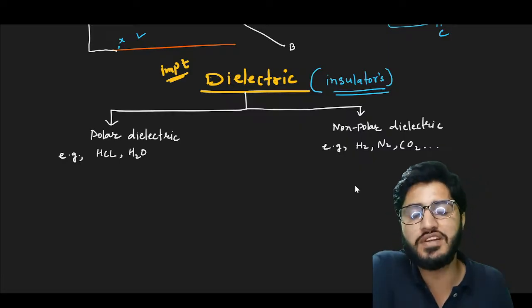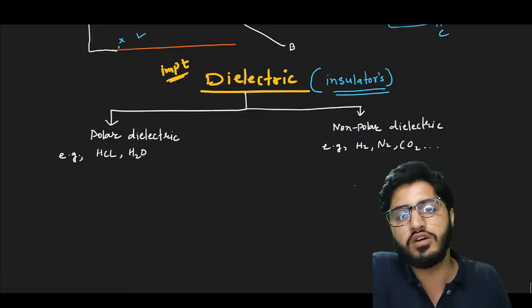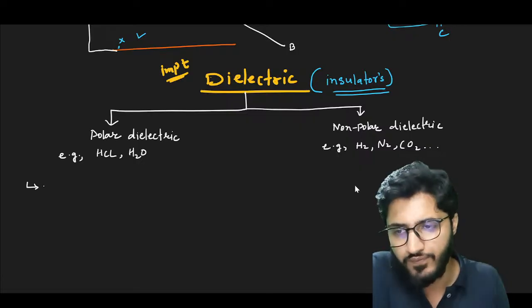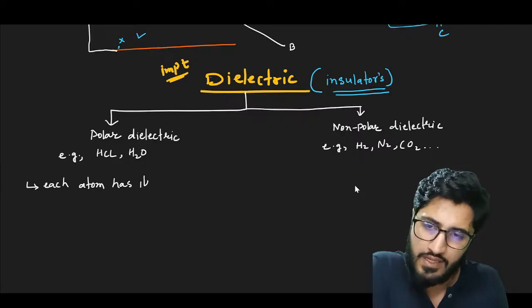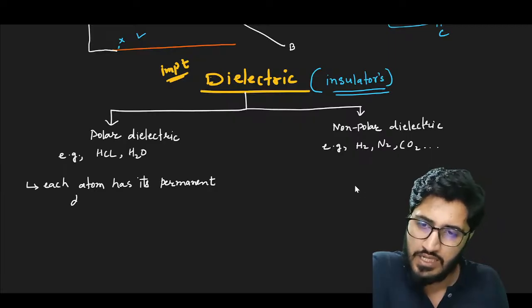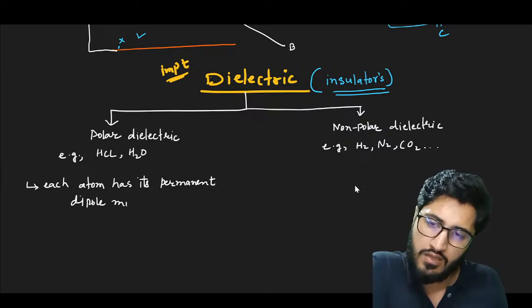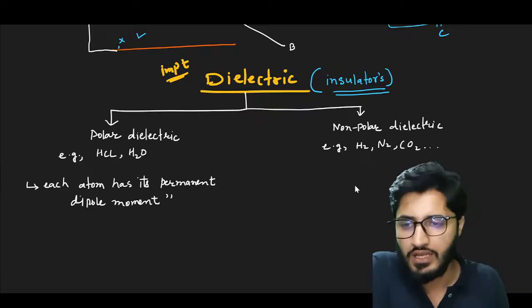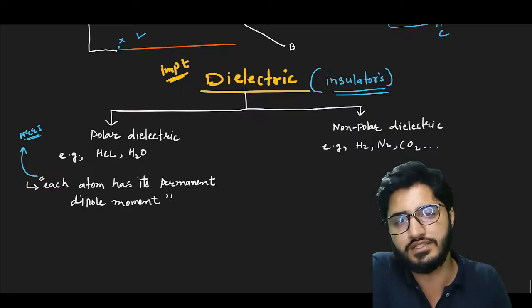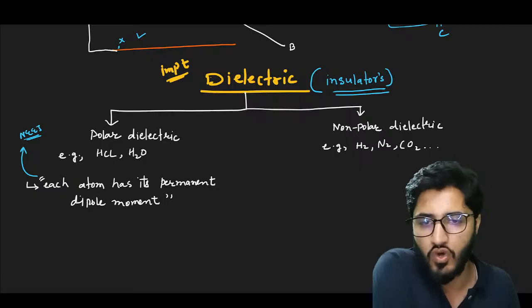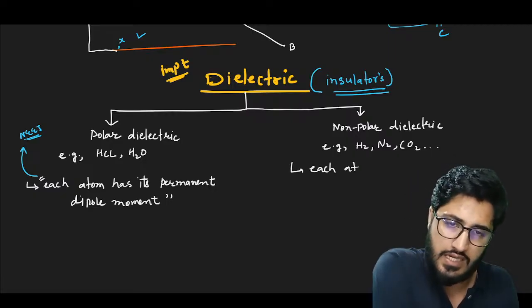Sir, what is the basic difference between polar and non-polar? Polar dielectrics are those in which each atom has its permanent dipole moment. Okay, and this was asked in your NEET. This particular slide is a NEET PYQ. If we talk about non-polar, each atom has zero dipole moment.